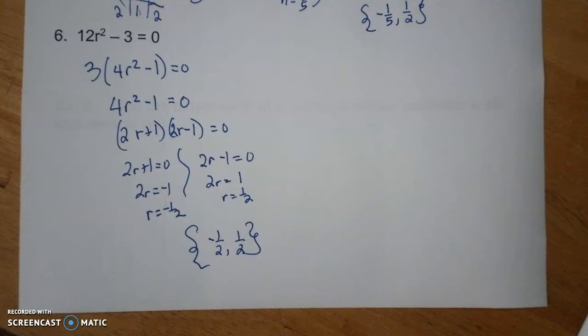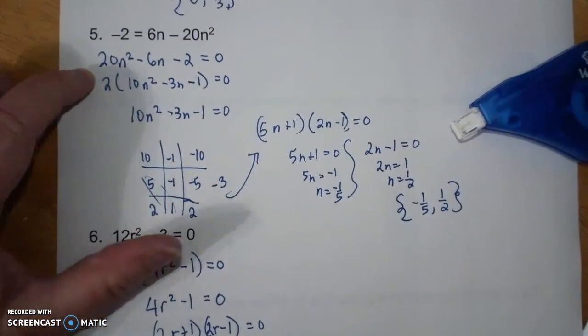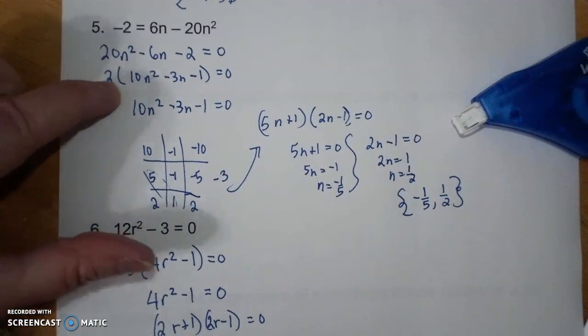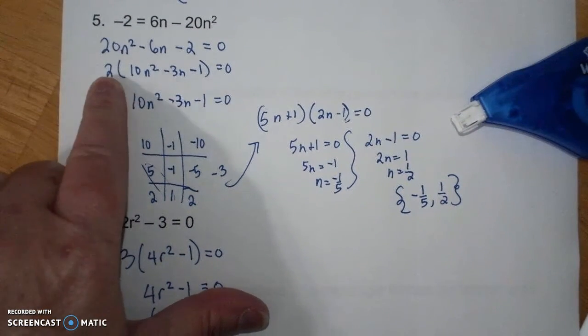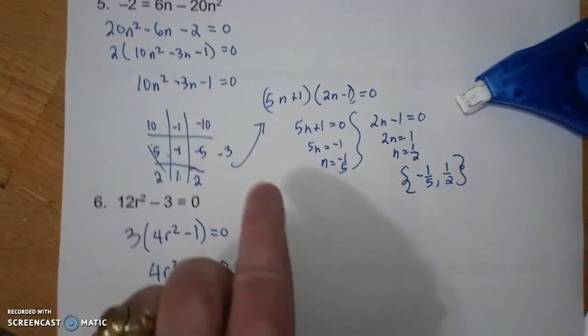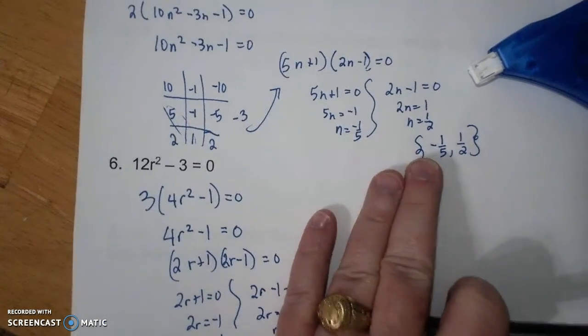Make sure your leading coefficients of your quadratics are positive. If you factor something out to get rid of it, just divide both sides by the number that you factored out. Then factor the quadratic, set the factors equal to 0 and solve, put it into a solution set.